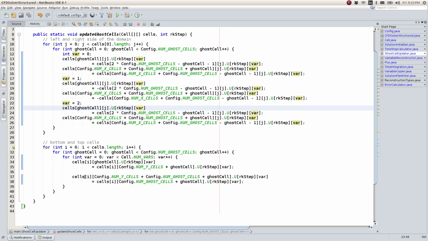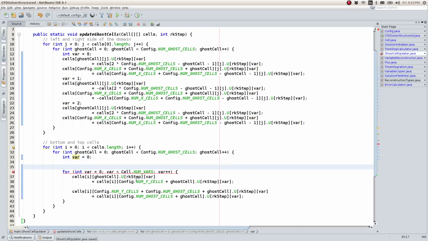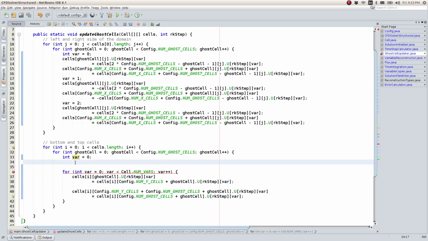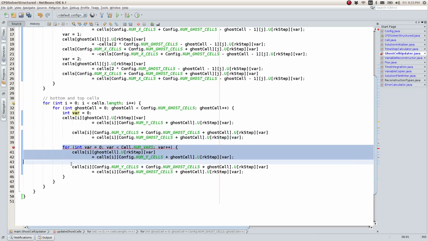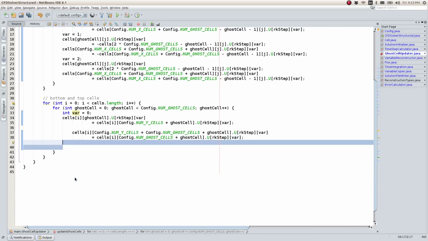So now the same thing has to be done here as well. So when variable is equal to 0, let me copy and paste it, and I can get rid of this.